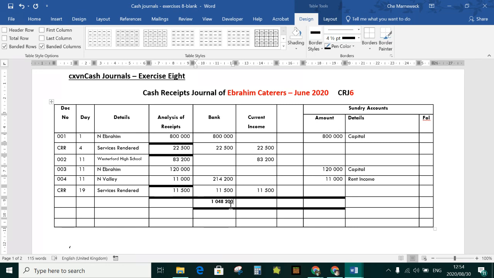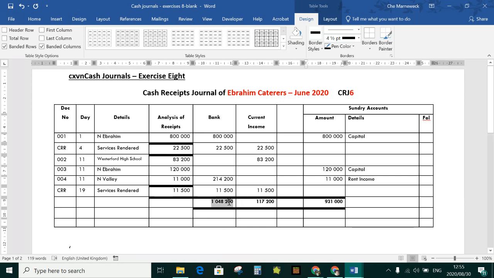We add current income up, so 22,500 plus 83,200 plus 11,500, and we get 117,200 Rands. We then add sundry, so 800,000 plus 120,000 plus 11,000, and we get 931,000.